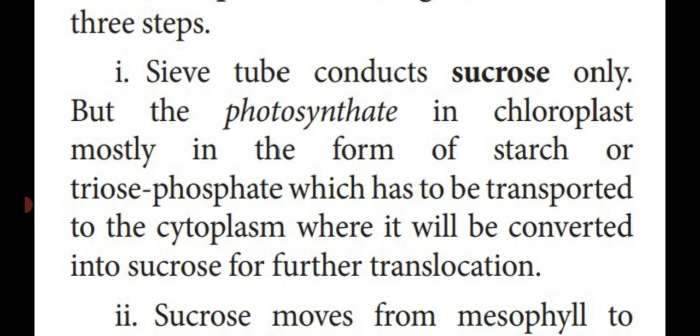So, first step: the sieve tube. What is the sieve tube? It is one of the cells of phloem. It contains only sucrose molecules. But the product of photosynthesis, which is prepared in the chloroplast, mostly in the form of starch, that is the 3-carbon compound phosphate molecule, has to be translocated to the cytoplasmic region where it will be converted into sucrose for further translocation. This is the first step.